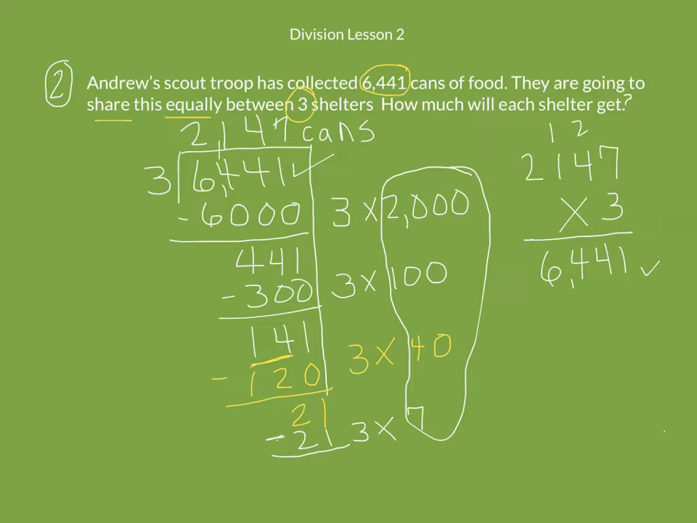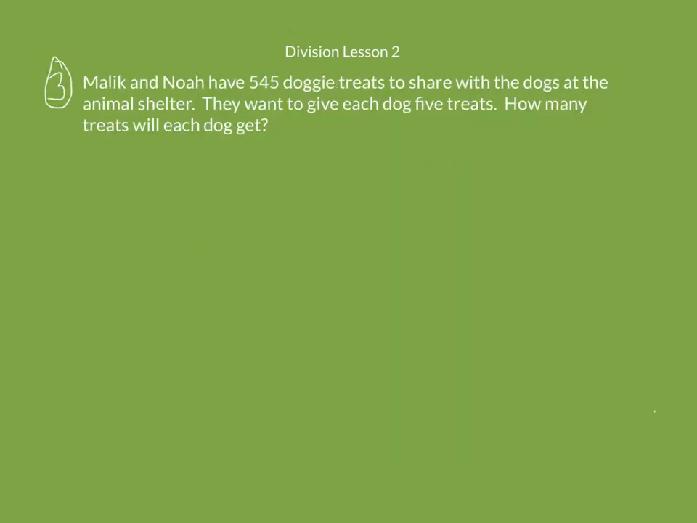Notice the numbers here. In the last problem, you had just this 441. And then in this problem, we added the 6,000. So notice the quotient. What happened with the quotient? Yeah, we just add another 2,000 to that quotient. Interesting pattern with the numbers. Okay, on to problem number 3.